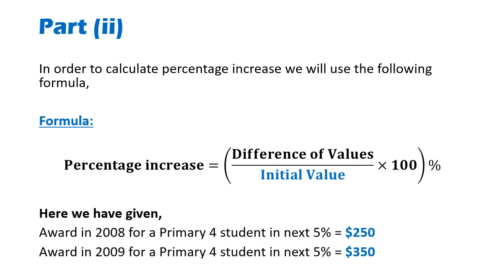Part 2. In order to calculate percentage increase we will divide the difference of values by the initial value and then multiply the result by 100 and place a percentage sign next to it. Here we are given the award in 2008 for a Primary 4 student in the next 5% equals $250. The award in 2009 for a Primary 4 student in the next 5% equals $350.